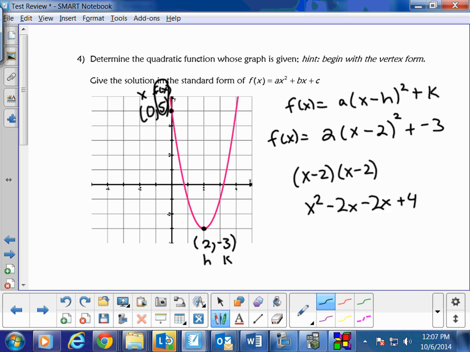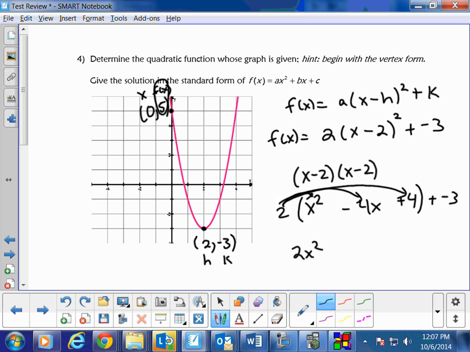And let me erase this part here. I'll end up getting then, remember this is a parentheses with the 2 still on the outside, and this plus negative 3 still here. So now these combine in the middle. This comes out being negative 4x. And all I have to do here is distribute. So the distribution of that will make 2x squared minus 8x plus 8 plus negative 3.